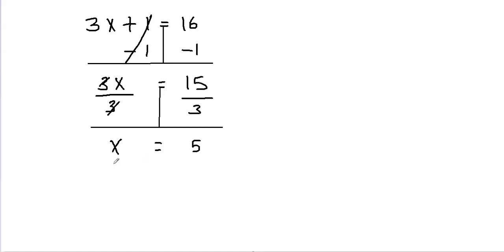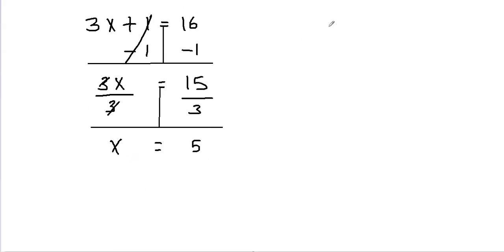Basically all we need is to find out the value of x. And to find out the value of x, we just need to get x by itself. So we've got x on its own, x is equal to 5. Now, if you want to check whether your answer is correct or not, all you do is you plug this value back into your original question.